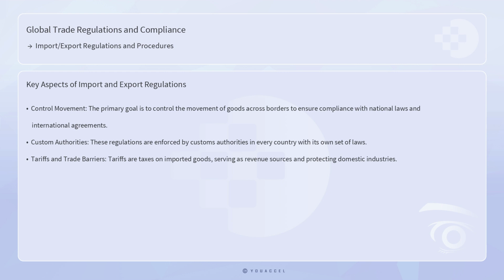Every country has its own set of laws and regulations that govern import and export activities, which are enforced by customs authorities. These regulations include tariffs, trade barriers, quotas, and non-tariff measures, each serving a distinct purpose in trade policy. Tariffs are taxes imposed on imported goods and serve as a primary source of revenue and a means to protect domestic industries from foreign competition.